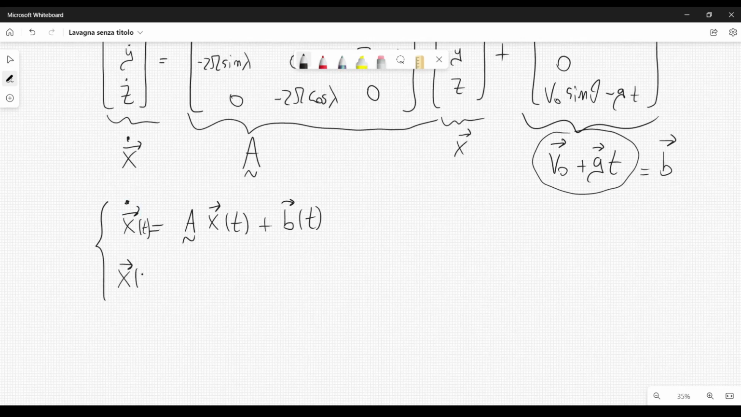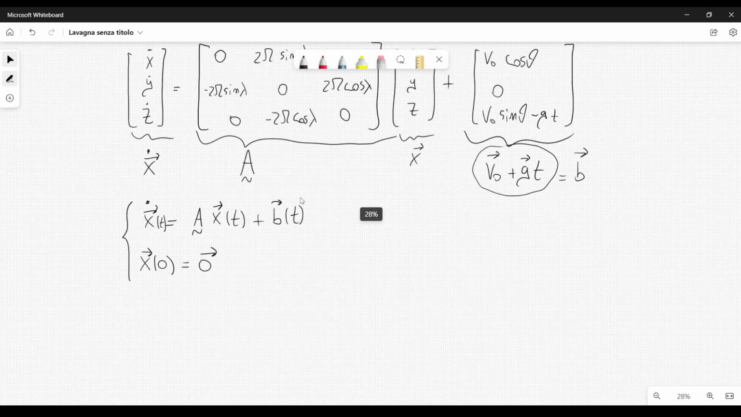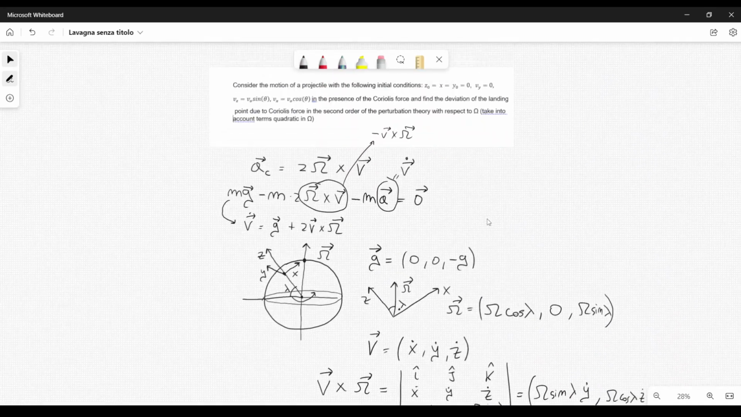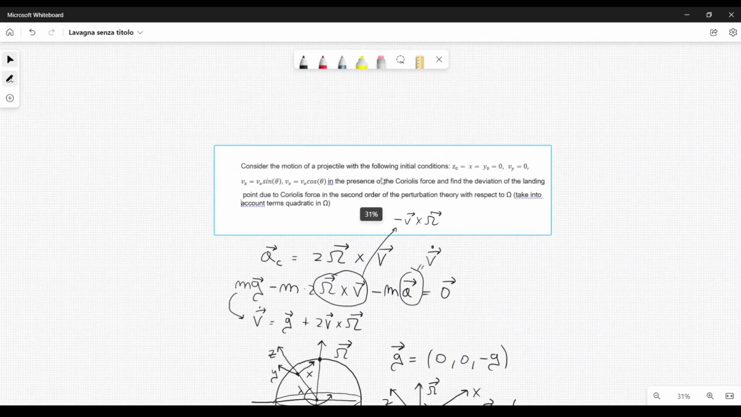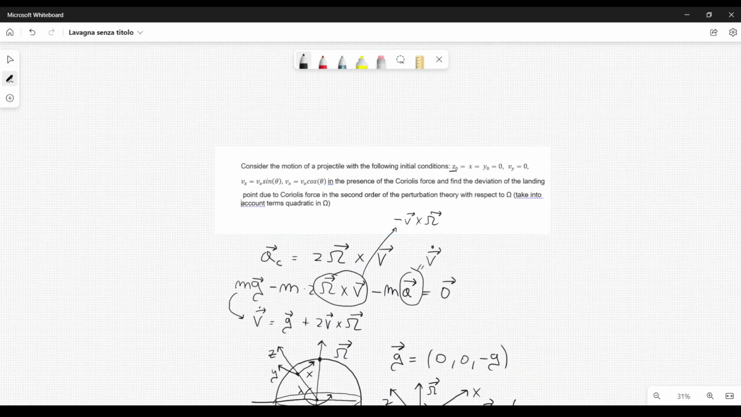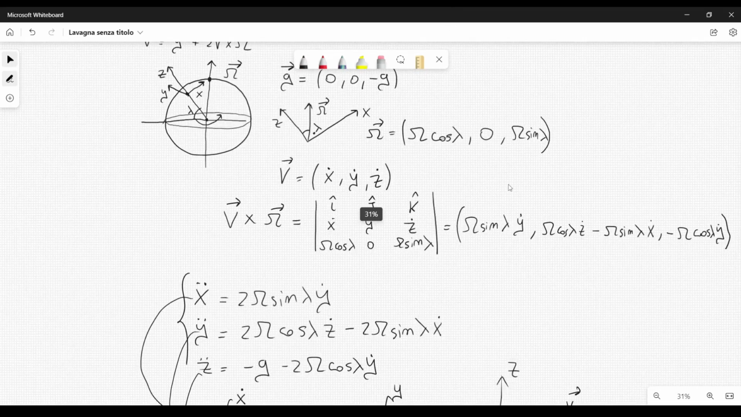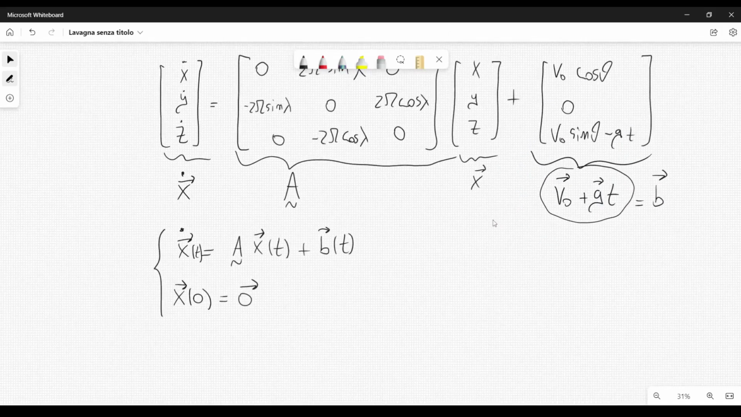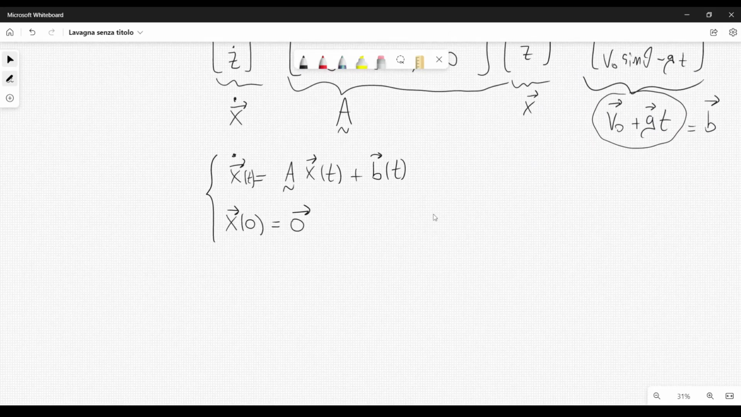The differential system that we want to solve also has initial conditions. And if you recall, x of 0 was simply equal to the 0 vector. It's simply written in our initial problem statement. You can see it here. x of 0 is 0. The three coordinates at t equals 0 are equal to 0.